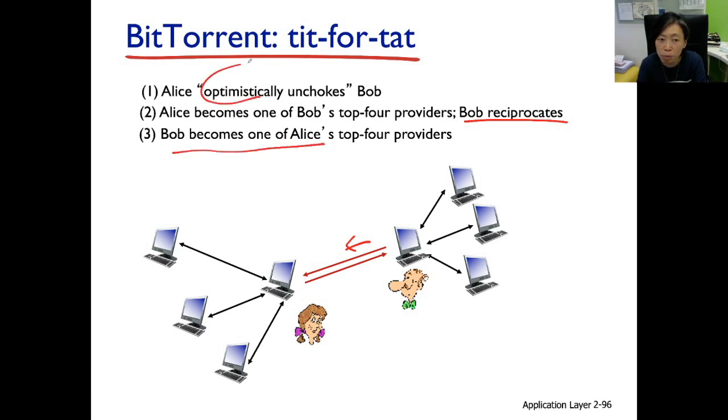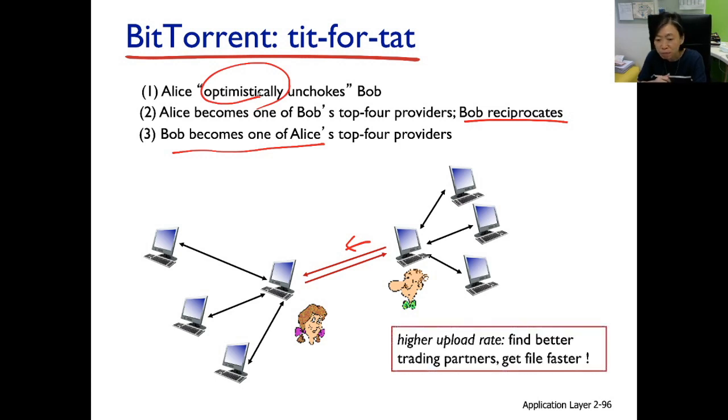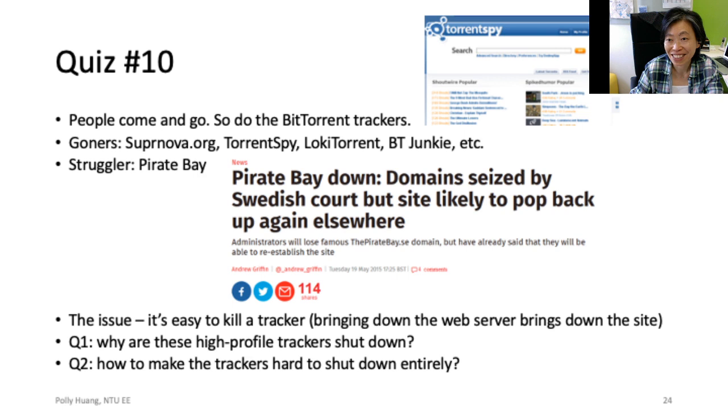But Alice needs to be optimistic at the beginning, trying to have faith, trust that whoever is receiving the data would appreciate the effort. So a higher upload rate finds better trading partners, and so you get files faster this way. All right, so that was the last of BitTorrent.